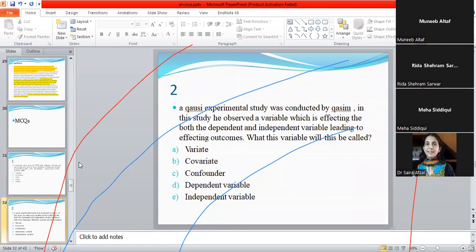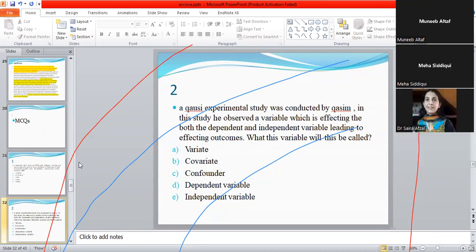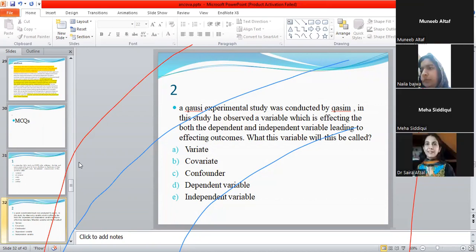Question number 2. A quasi-experimental study was conducted by Qasim. In this study, he observed a variable which is affecting both the dependent and independent variable, leading to affecting the outcome. What will this variable be called? A variate, a covariate, a confounder, a dependent variable, or the independent variable. C. Confounder. Yes, C is the right answer, because it is affecting both the dependent and independent variable, which is leading to affecting the outcomes.